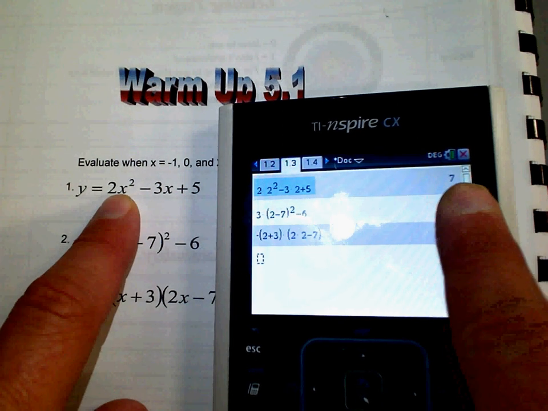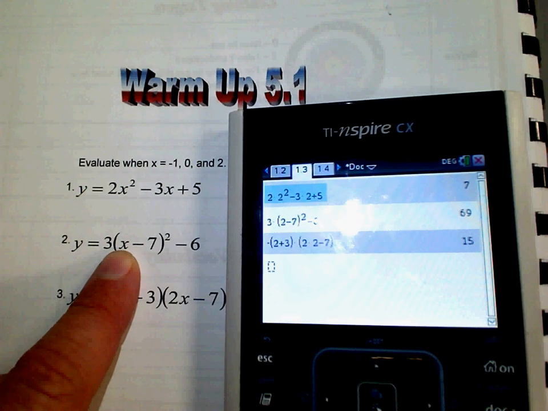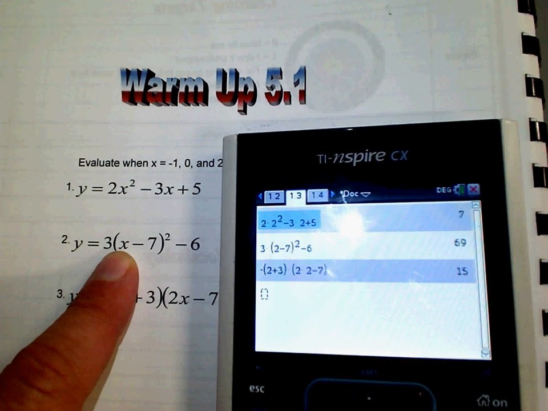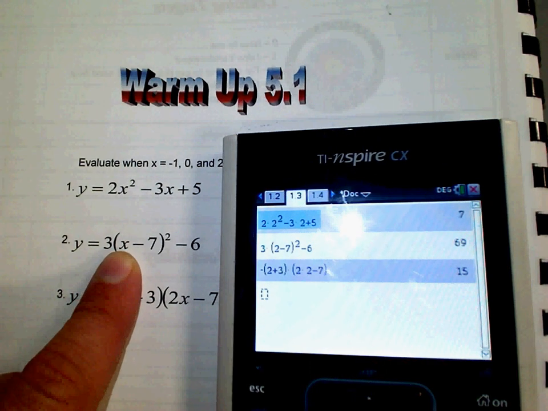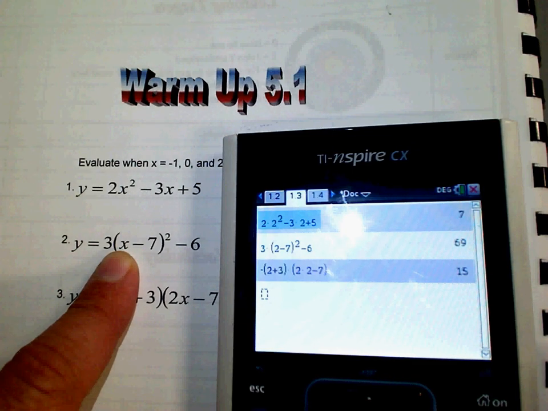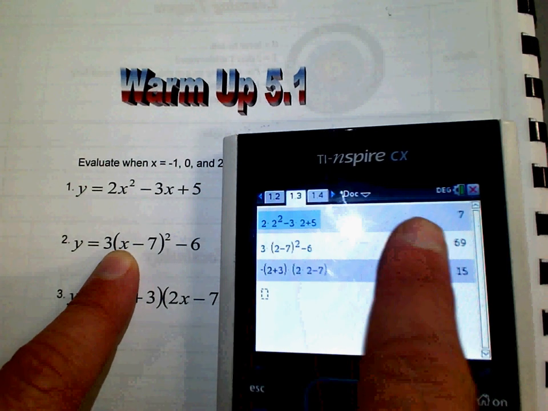Anybody get 7? Well, that does mean that you can plug it in incorrectly into a calculator. So you've got to be careful. We'll have to retry. I got 7 as well.